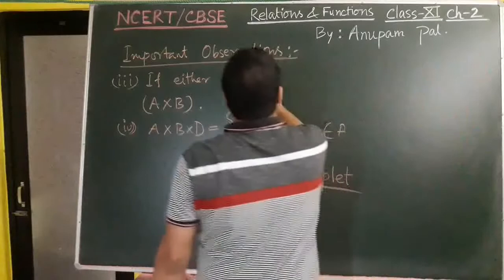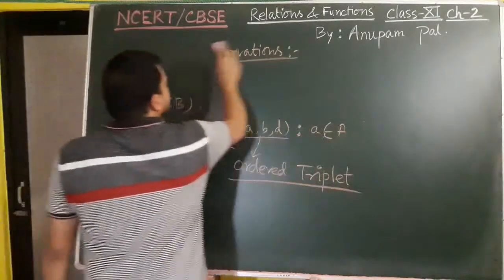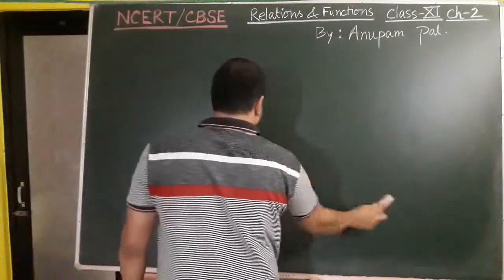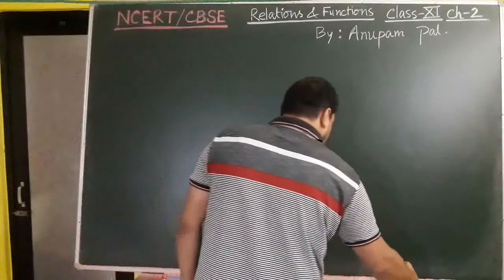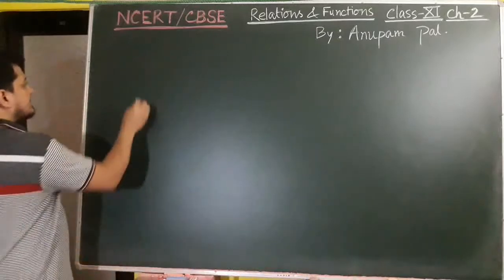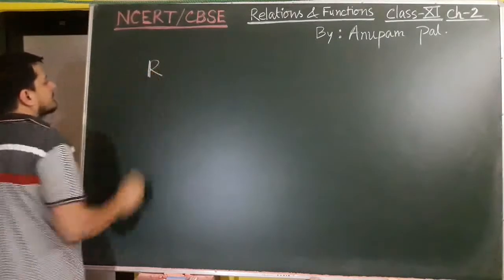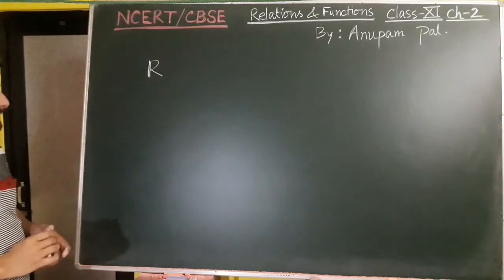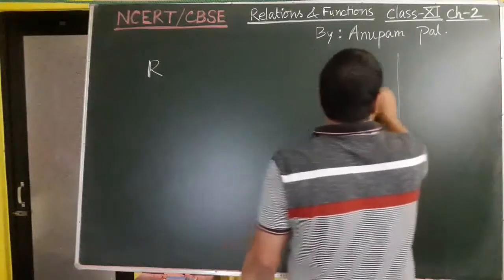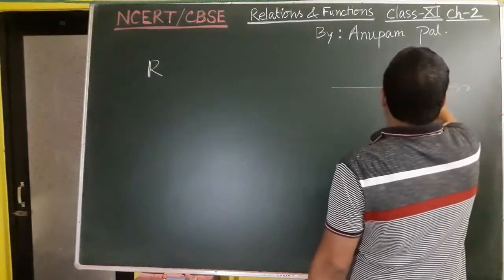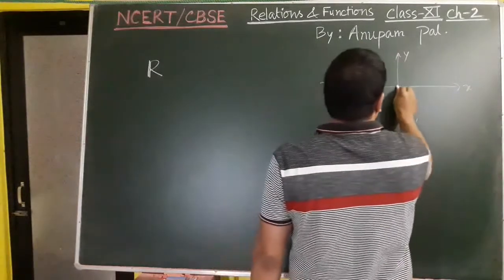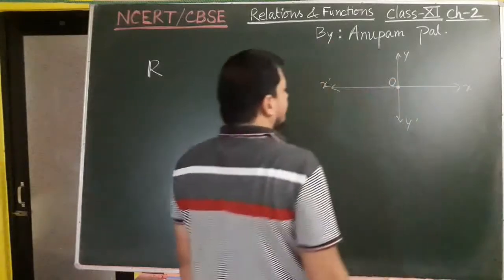So suppose you know that there is something called the set of all real numbers, which is written with R like this. Now suppose you have a 2-dimensional axis like this one, X, this is Y, this is Y dash, this is X dash, and this is the origin O.